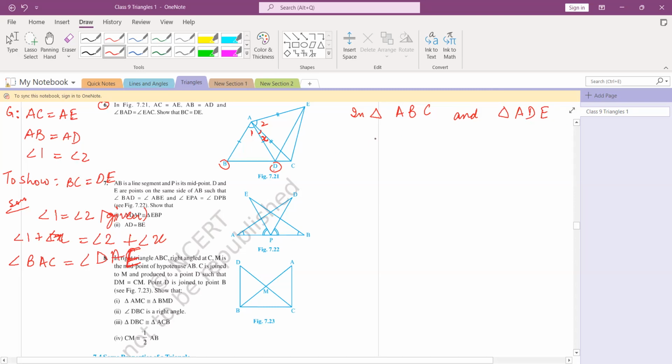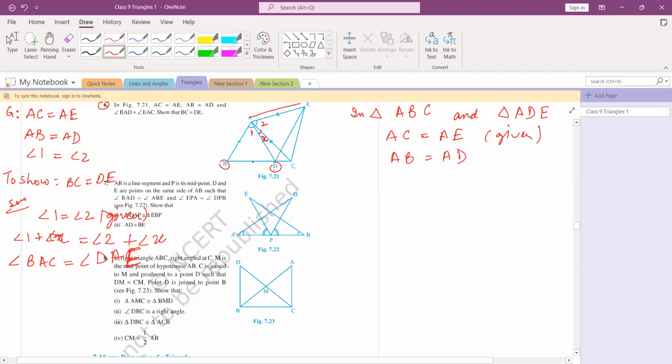So I'll map exactly A, B, C to A, D, E. What information do I have? I have that AC is equal to AE. This is given. Look in the figure carefully, which is AC and which is AE. This side AC is equal to the side AE. Another thing is given, AB is equal to AD. So another side is given.